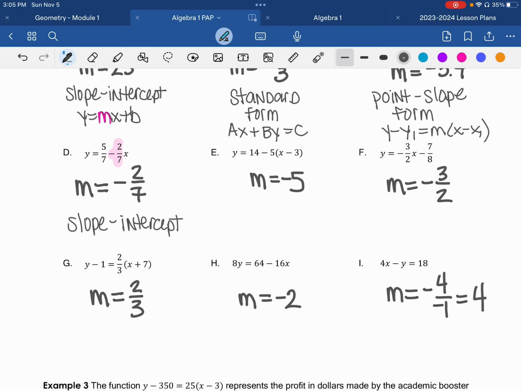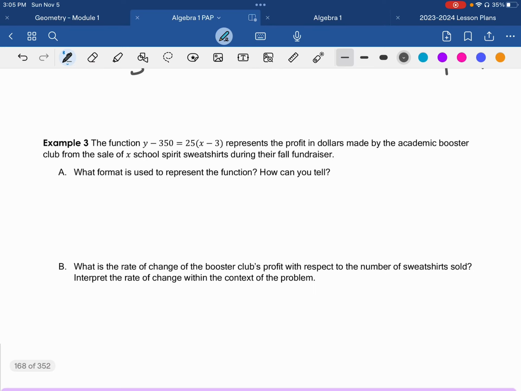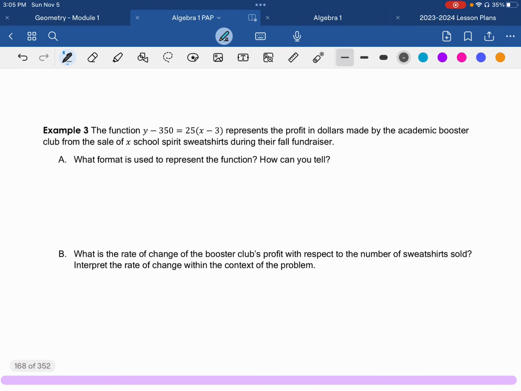All right. Okay, let's take a look at our last example, example 3. The function y minus 350 equals 25 times the quantity x minus 3 represents the profit in dollars made by the Academic Booster Club from the sales of X school spirit sweaters during their fall fundraiser. What format is used to represent the function, and how can you tell?